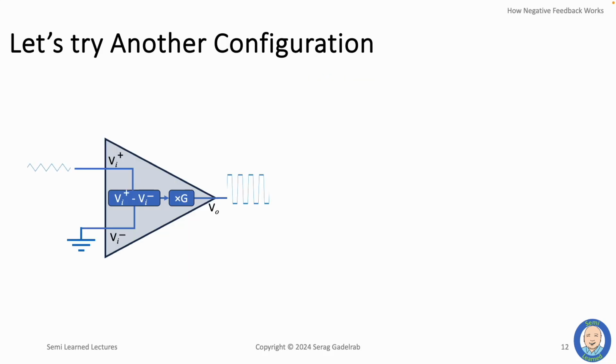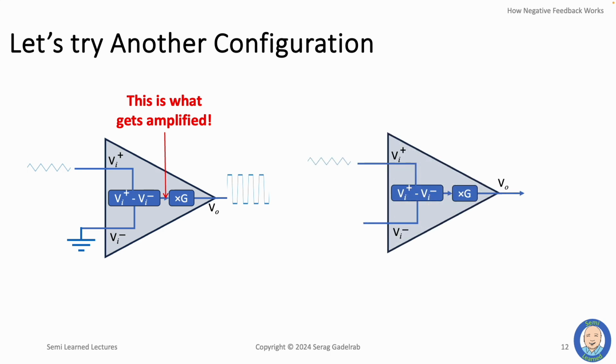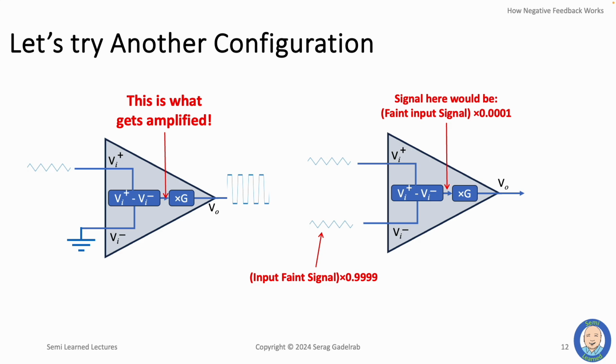Let's try another way to connect the faint input signal to the op-amp that would hopefully not produce clipping. We will now rely on the fact that the op-amp amplifies the difference between the two terminals. Think about what would happen if we created a new configuration that does not have the ground connection to the negative input terminal. Instead, what if we connected another signal that looks just like the faint input signal, but whose amplitude was just a tiny bit smaller than the input signal.